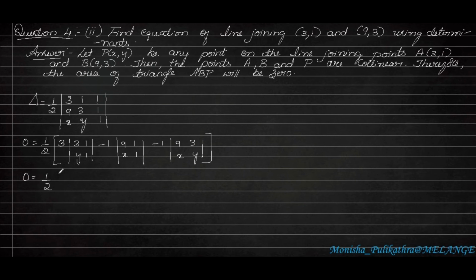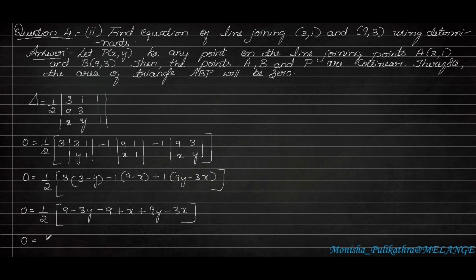So half into 3. So this will become 3 minus y minus 1. This will be 9 minus x plus 1. It will be 9y minus 3x. So 0 is equal to half. So 3 3s are 9 minus 3 into y, 3y minus 9 plus x plus 9y minus 3x.